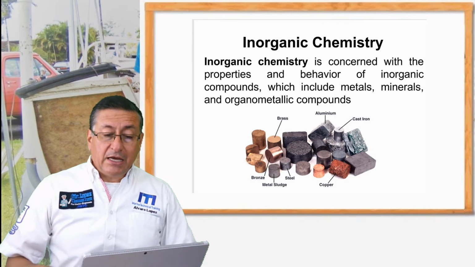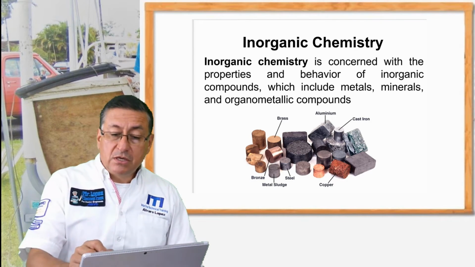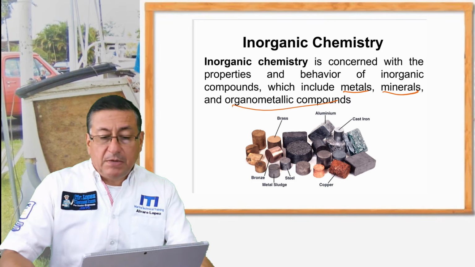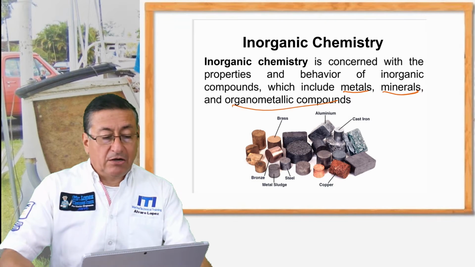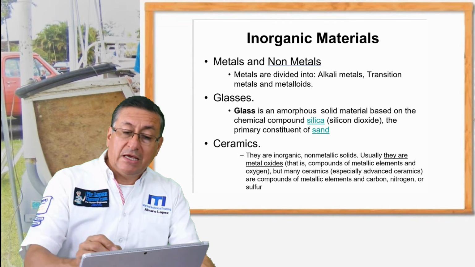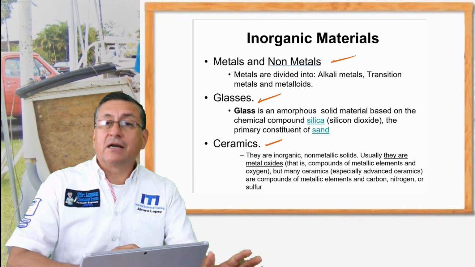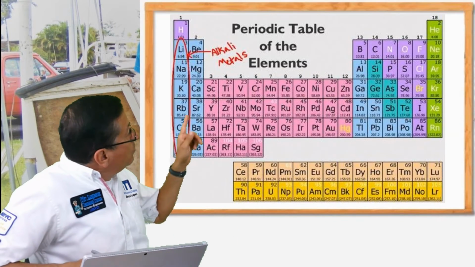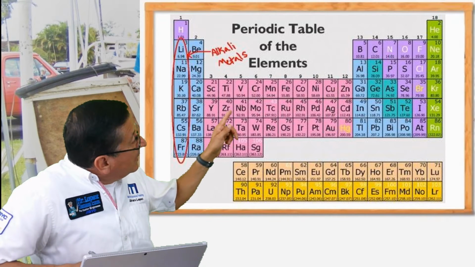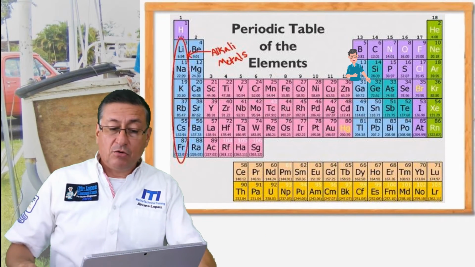Inorganic elements. Inorganic chemistry is the chemistry related with the compounds, metals, minerals, and organometallic compounds. It's basically the study of metals and minerals. In inorganic chemistry, if you remember, we study metals and non-metals, glasses, and ceramics. Remember that the metals are divided in alkali metals in groups 1 and 2, transition metals in the center, and metalloids, the elements located on the border between metals and non-metals.